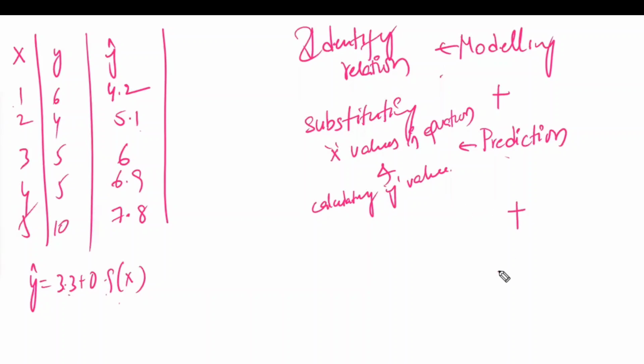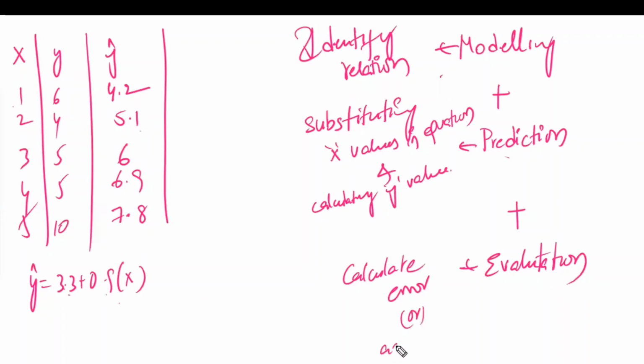Next, the third one is evaluation. Now we are going to evaluate. You are going to do the model evaluation. Whatever the model is, you are going to evaluate it. What is meant by evaluation? Calculating the error is called evaluation. So evaluation means nothing but calculating the errors. Error or accuracy, whatever it is. You can calculate error, you can calculate accuracy.